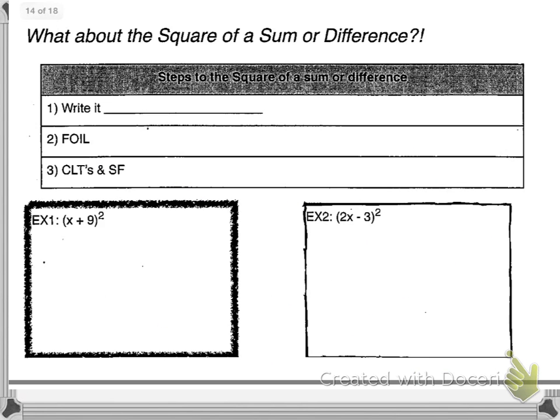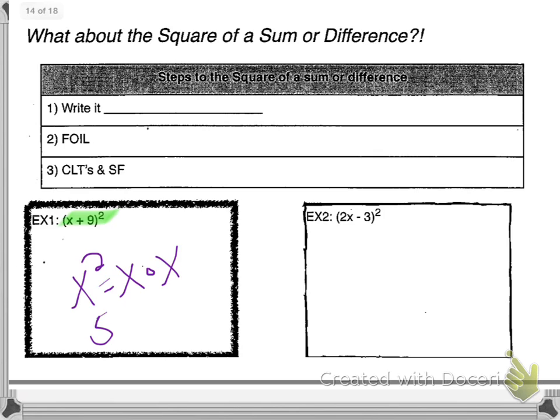Alright. And then there's a couple special cases. We call these square of a sum or square of a difference. That's when you're taking a binomial and you're squaring it. If you look at our example below, x plus 9 in parentheses squared, you're taking that binomial and squaring it. And in this situation, there's nothing to FOIL here, right? You don't see anything to FOIL. But think about when we square something, like if I had an x squared, that is x times x, right?